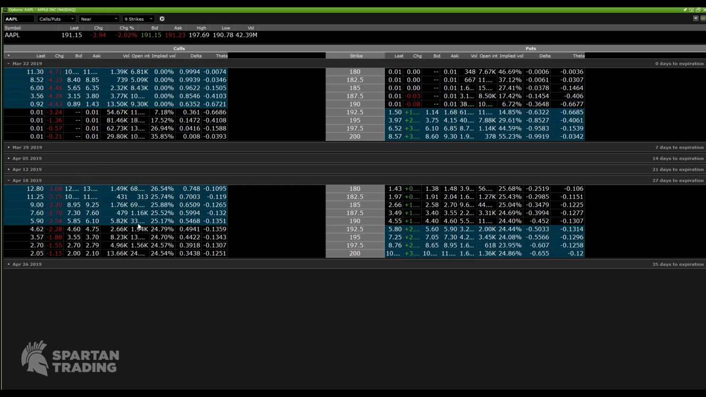More open interest means there's more liquidity in the options, which means the spread between the bid and the ask should be smaller. When you see not a lot of open interest and not a lot of volume, the spread between the bid and the ask will be quite wide. So I just wanted to go over how to read the actual options table.